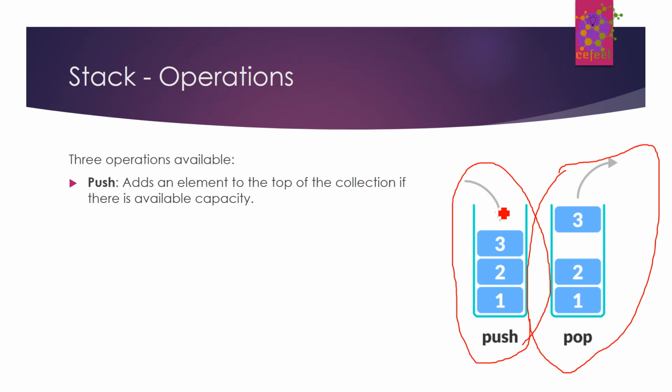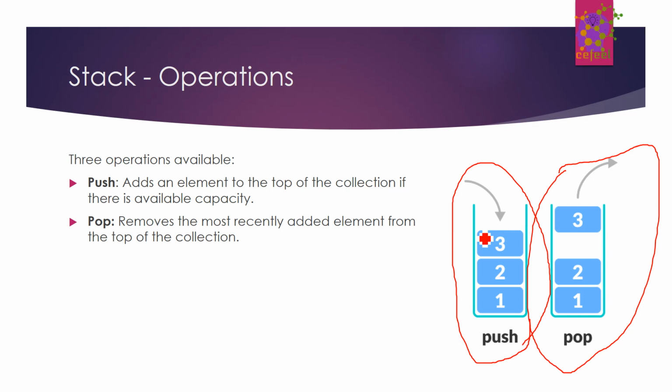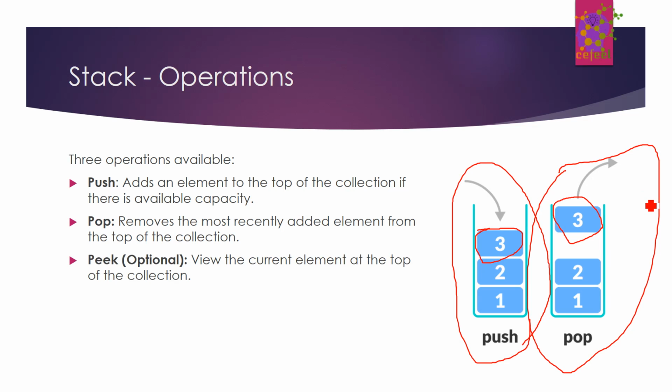Then the next operation is the pop operation. The pop operation removes the recently added item, which means the item that was on the top would be removed from the collection. Now in this case, if you notice, the item 3 was added to the collection at the top, and when the pop method is called, it would retrieve the element 3 from the stack. There is an optional peek operation which is similar to the pop operation, but it doesn't remove the item. It will just check the item and return the value of the item at the top of the stack.